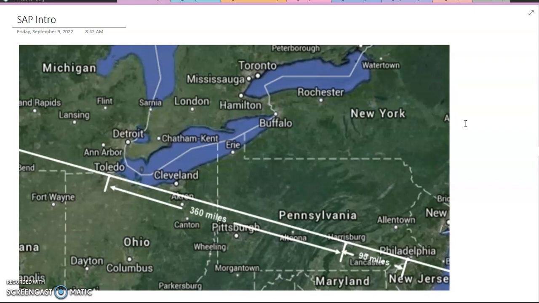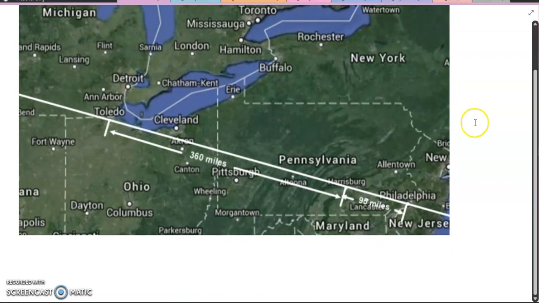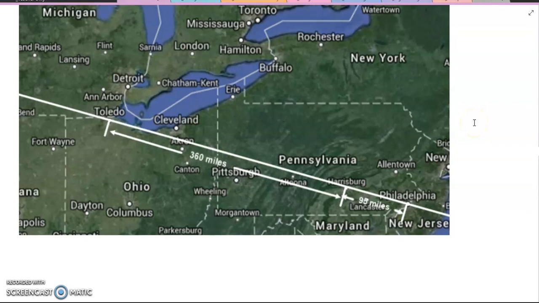But before we get into what the segment addition postulate is, let's look at it from the perspective of a map. So here you have a screenshot on Google Maps, and I have some cities listed. I have the city of Philadelphia listed down here in the bottom right, Harrisburg listed here, and lastly, Toledo, Ohio listed down here.